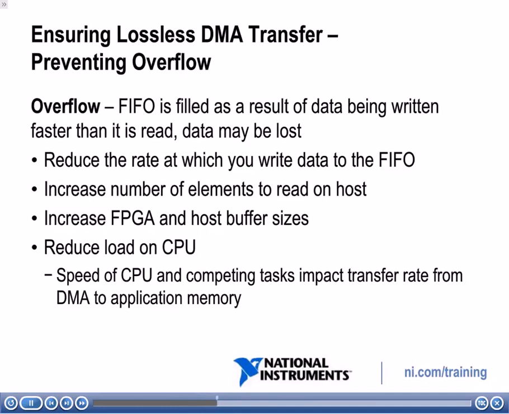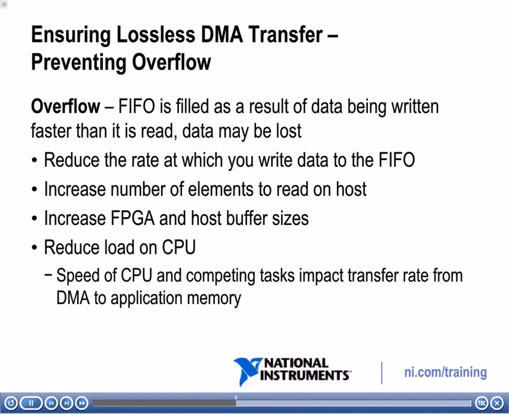And that way, if the host is grabbing more elements out of the DMA FIFO each time, that DMA FIFO might not fill up so fast. Also, you can try increasing your FPGA buffer size and your host buffer size. By increasing the buffer sizes, it gives you a little bit more leeway when you're doing your DMA transfer. However, if the speed is just coming in too fast and you're not pulling things out fast enough, then increasing the buffer sizes isn't going to help that, but it does give you a little bit of leeway.